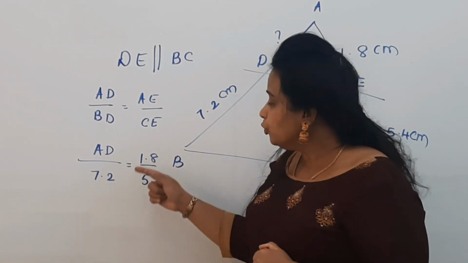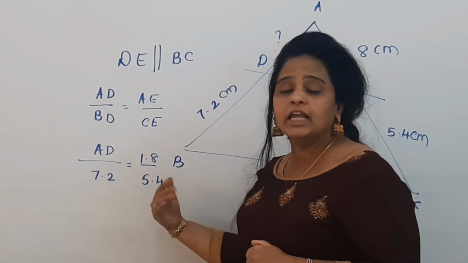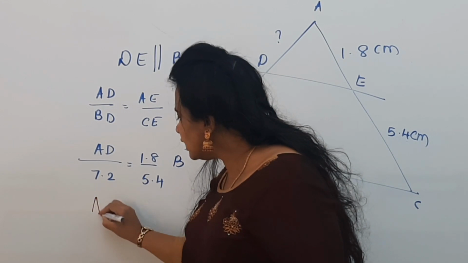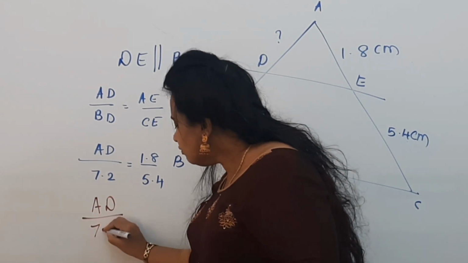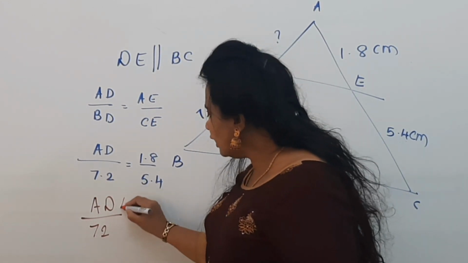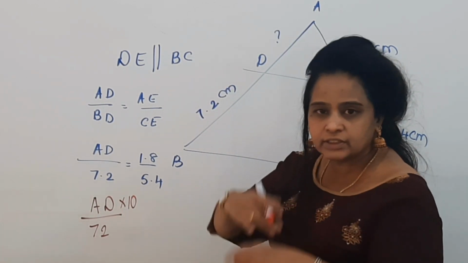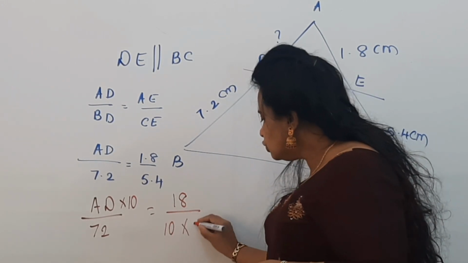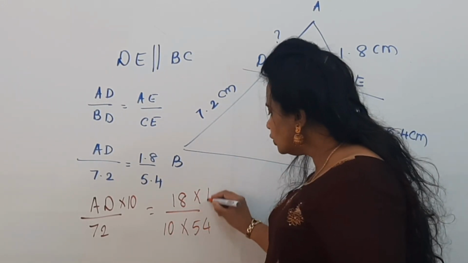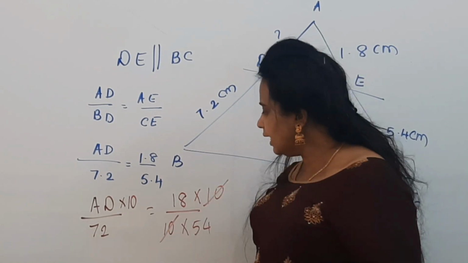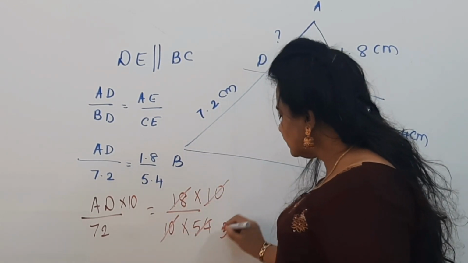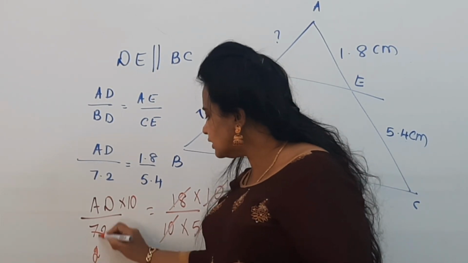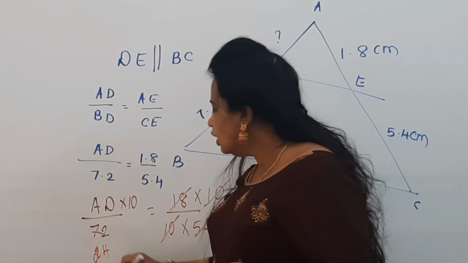So what you will do, you better convert this decimal into a fraction. How do I convert it? I'm going to write this as AD divided by 72 by 10. So that 10 goes to the top. Why? Because it's a reciprocal, which is equal to 18 by 10 into 54. This 10 goes to the top. Hope you get this. So 10 gets cancelled, and 18 gets cancelled thrice, and this gets cancelled. That is, 3 ones are 3, 3 twos are 6, and 3 fours are 12.